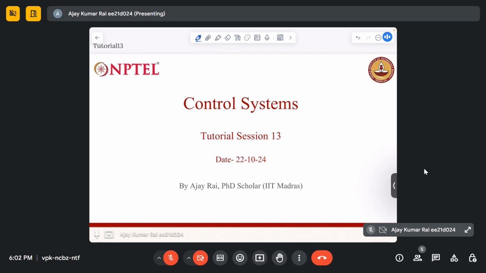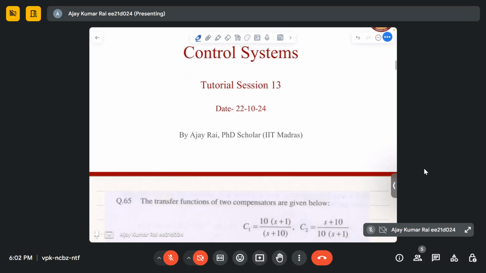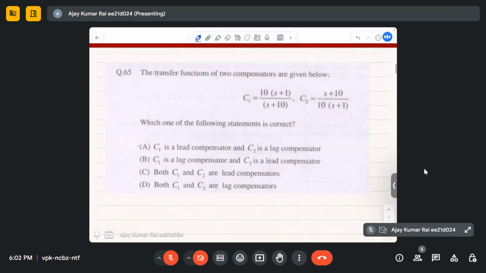Okay, so I'll start with questions. Today I have 12 questions in total, and I'm going to do the solutions. These are previous year GATE questions, a few simple ones. I'll start with simple questions. This is one of the previous year GATE questions.